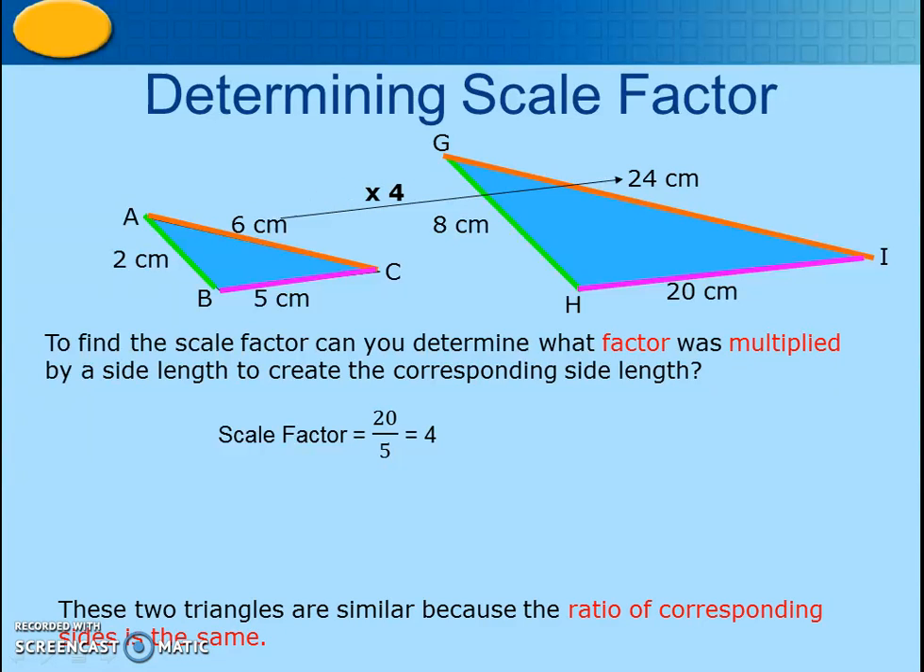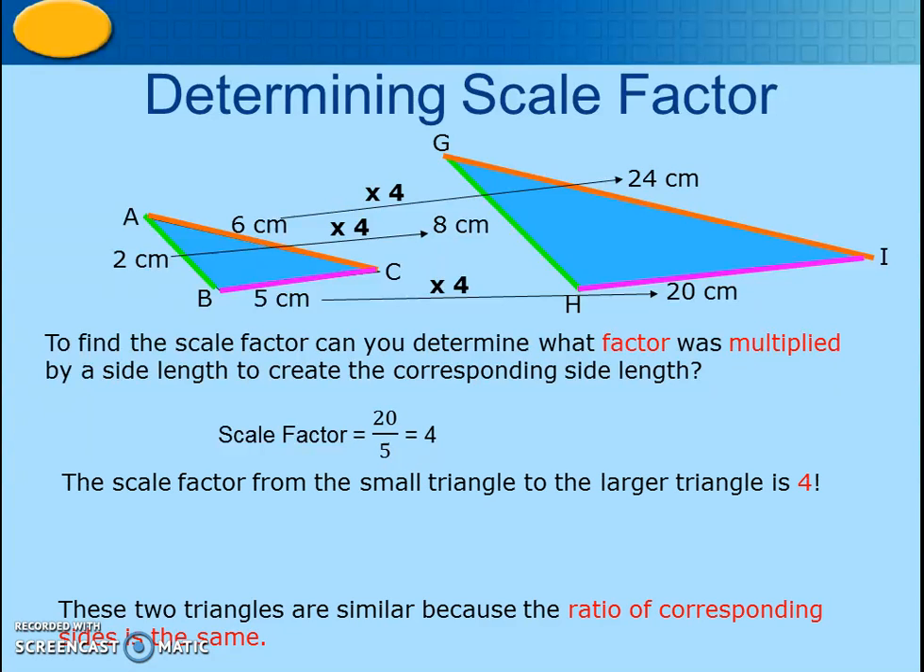If you look closely, our scale factor has been worked out already by going 20 divided by 5, which gives us 4. And if you notice, 6 times 4 is 24, 2 times 4 is 8, and 5 times 4 is 20, which we already worked out. So the scale factor from the smaller triangle to the larger triangle is 4. The scale drawing can be written as a ratio of 1 centimeter to 4 centimeters, though when you're writing ratios you probably shouldn't include the units, so it should just be 1 to 4.